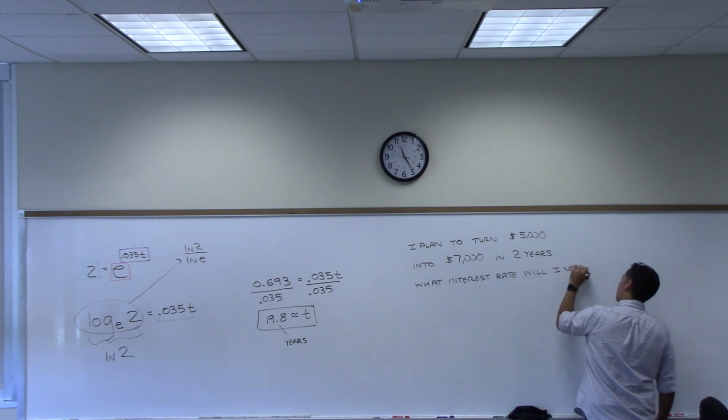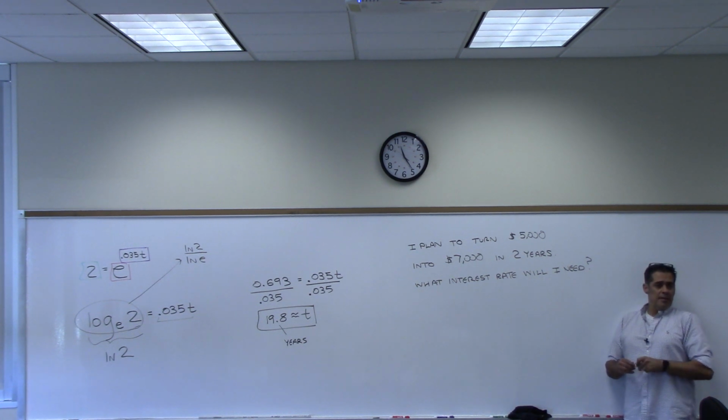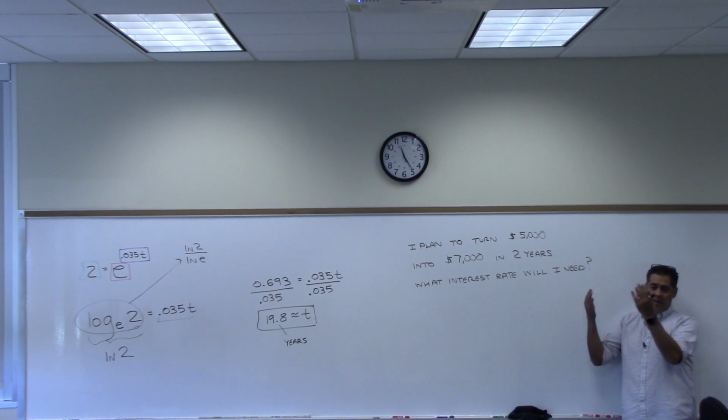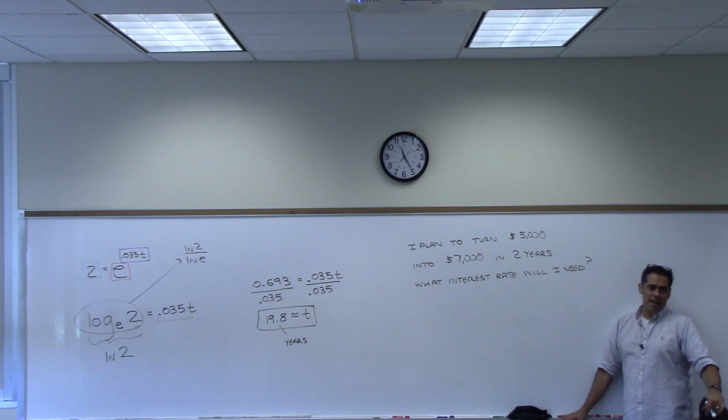So this problem is different than the one we just did, right? The previous one, I said, hey, $10,000, interest rate's 3.5%. Let's see how long it takes to turn it into $20,000. Now I'm saying you got $5,000. I want to turn it into $7,000. I want to do it in 2 years. What sort of interest rate am I going to need for that to happen? Do you feel like you have an idea of what you need to do?